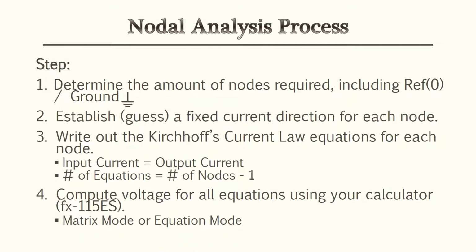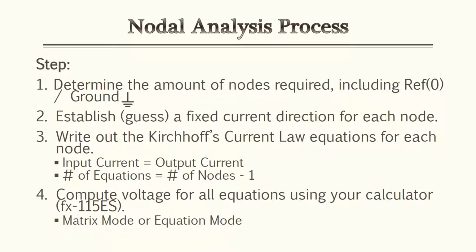Nodal analysis has 4 simple steps. Those steps consist of: determine the amount of nodes required. This includes the reference or ground node. You must establish a fixed current direction for each node, and pretty much you guess the current directions. Next, and this is where the hard part comes in, which we'll go over in the examples, you write out the Kirchhoff's current law equations for each node.